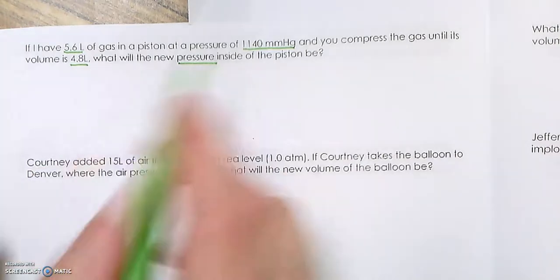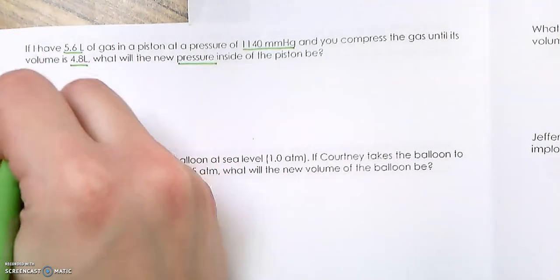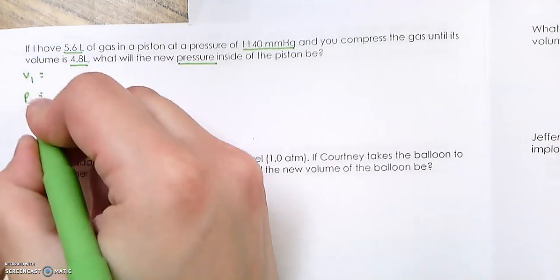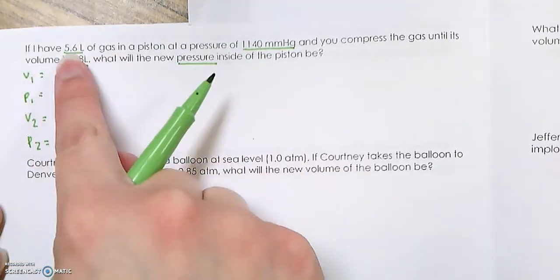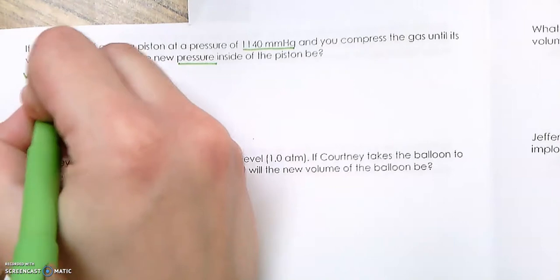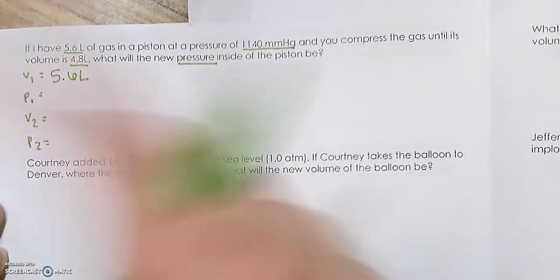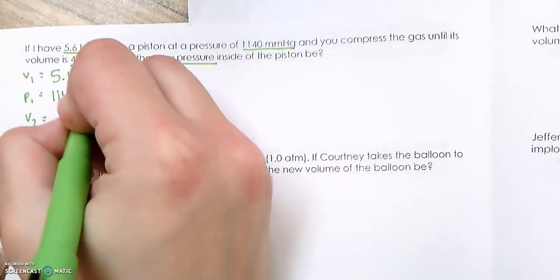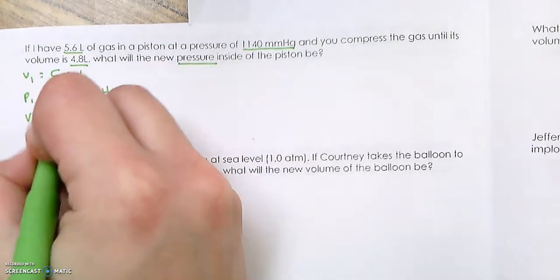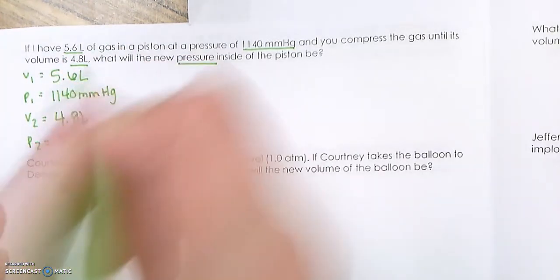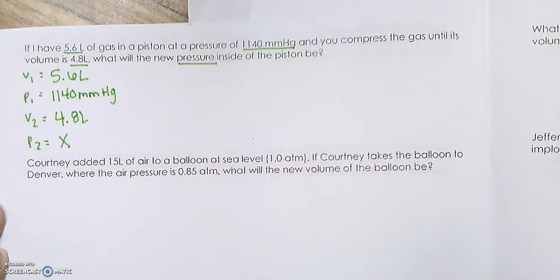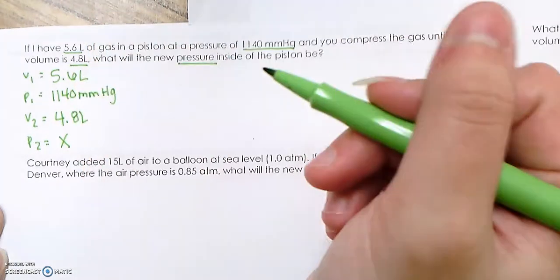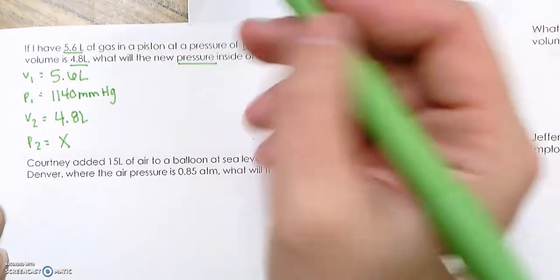So I know I have volume and pressure here. So I'm going to do V1, P1, V2, P2. So these are two different groups. So group 1 and group 2. So it said if I have 5.6 liters, that's my volume, because liters is a unit of volume, 1,140 millimeters of mercury, and then my second volume is 4.8 liters, and I'm looking for that pressure, so I'm going to put in X. Now I need to make sure that my units are matching here. Liters, liters, got it. So my answer for this pressure is going to be in millimeters of mercury.